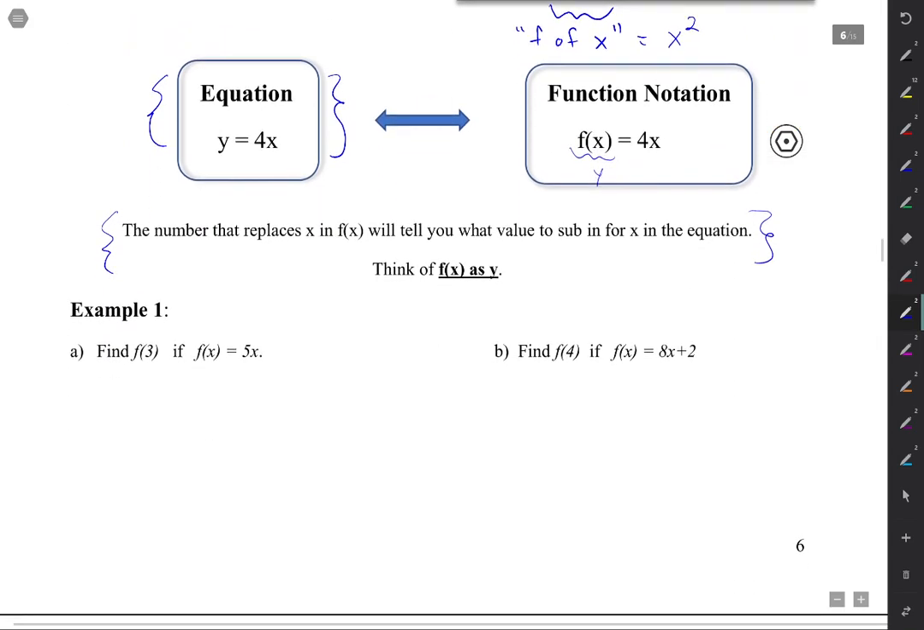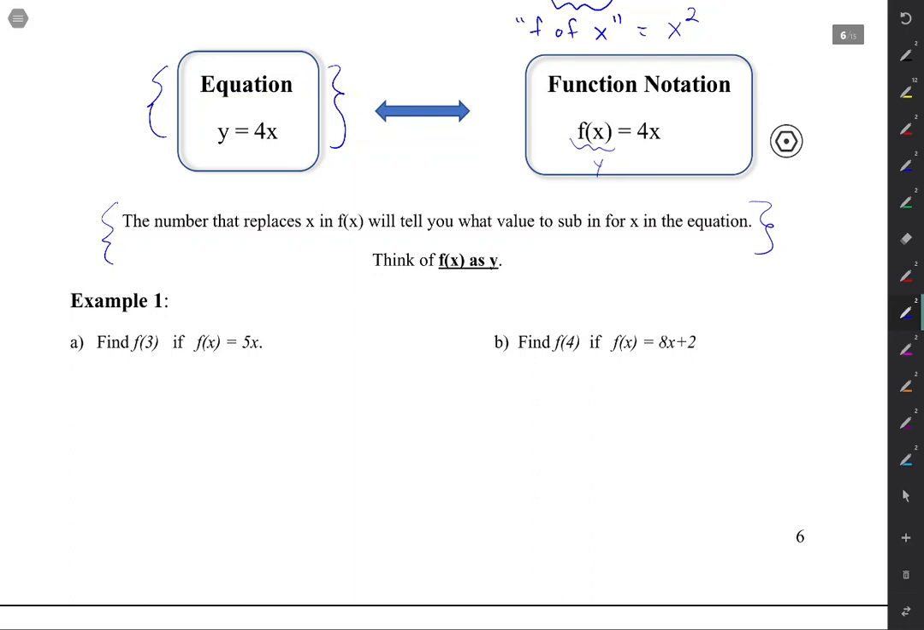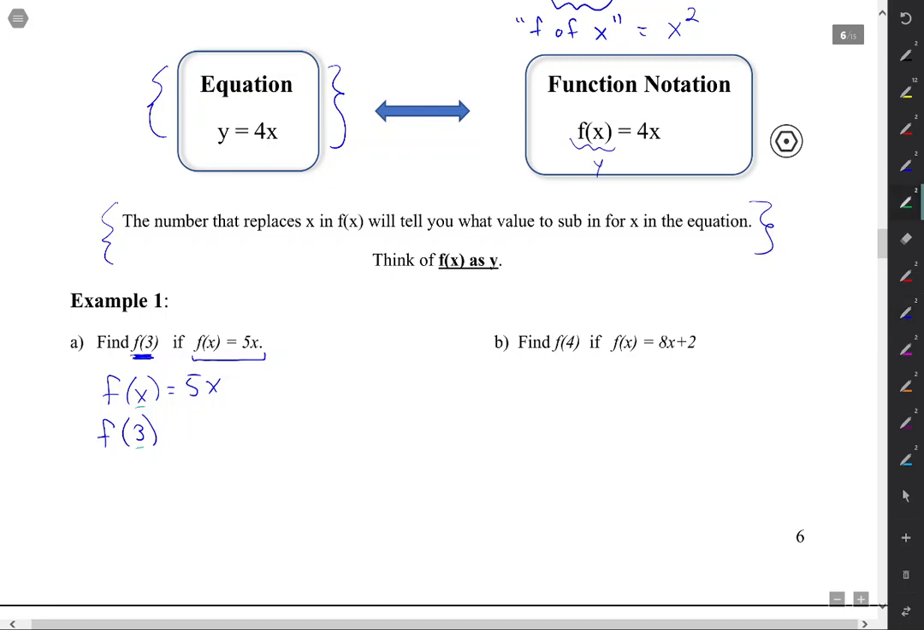So let's actually look at some examples now. For example 1, it says find f of 3 if f of x is equal to 5x. So they want us to find f of 3. What we have to do here is write down this equation. So here I'll write f of x is equal to 5x. But now they want us to find f of 3. So I'm going to put f of 3. Notice how instead of x, we have a 3 written. So that 3 replaced the x. If we replace the x with 3 on that side of the equation, we're going to do the same thing to the other side. So where this x is written over here, I'm going to put a 3.